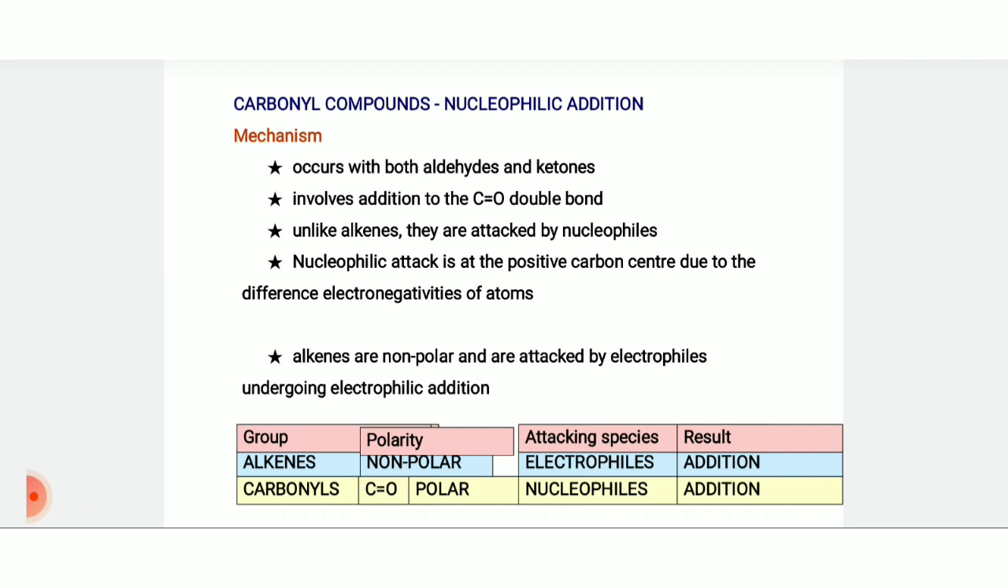We have already seen this in the previous slides. Oxygen is more electronegative than carbon, therefore electron clouds are moved towards the oxygen. The carbonyl carbon becomes the positive center. Alkenes are non-polar and are attacked by electrophiles, undergoing electrophilic addition reaction.